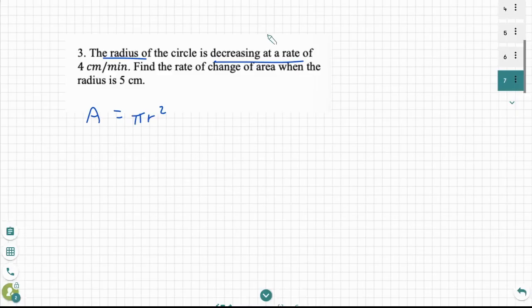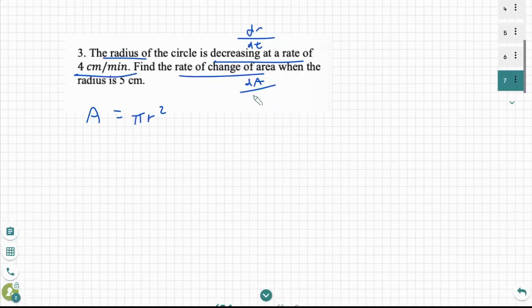What's the derivative with respect to what? The change in the radius over change in what? Over change in time. So the change in radius with respect to time, yeah, dr/dt. That's what this is. And then what's the rate of change of the area? What will represent that? dA/dt. Okay. Does that make sense?